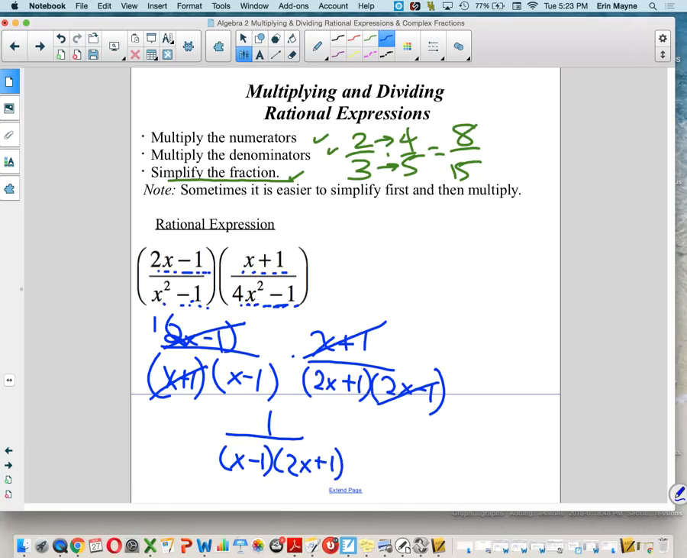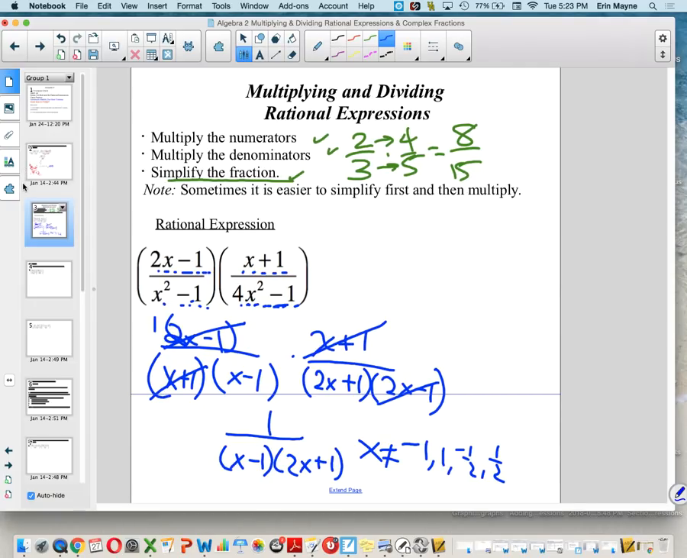Now, I'll remind you, when we list the restrictions, we have to list it from the non-canceled form. So I'm going to list -1, 1, -1/2, and +1/2 as restrictions. So you are looking here at a basic multiplication of rational expressions.